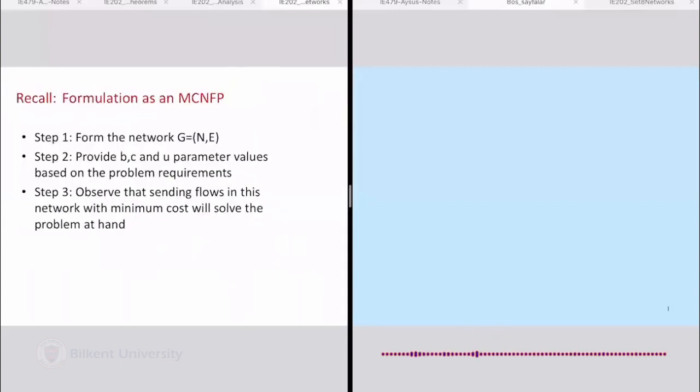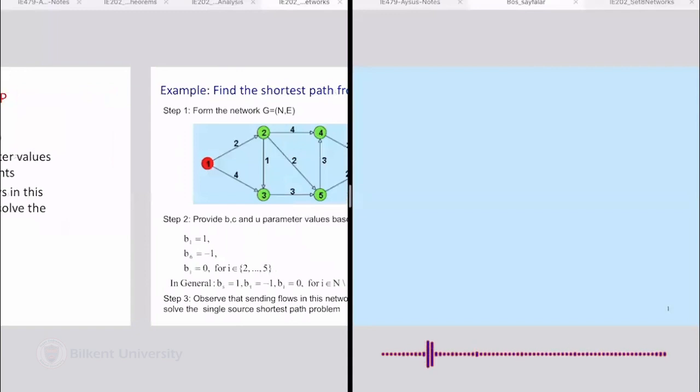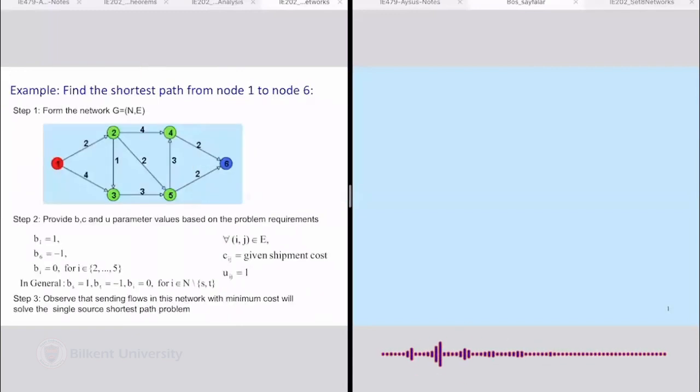Let's recall the methodology. We're going to form the network, we're going to come up with our parameters B, C, U, and then we're going to observe that if I solve MCNFP over this network I just created, I will actually be solving a shortest path problem from S to T, because that's what I started with. Form the network. Well, the network is already given this time. I don't need to do anything. There is a network from S to T, and the costs are already there. So Cij is also immediate. I need to find my B's and my U's.